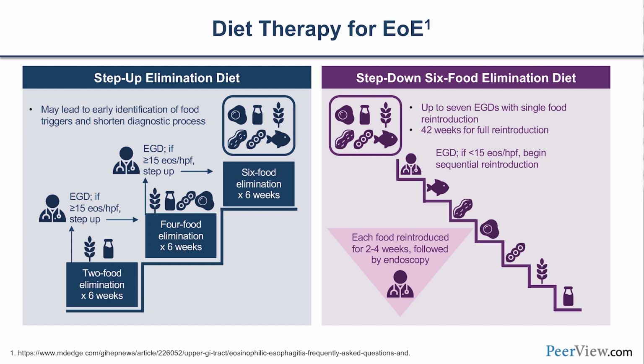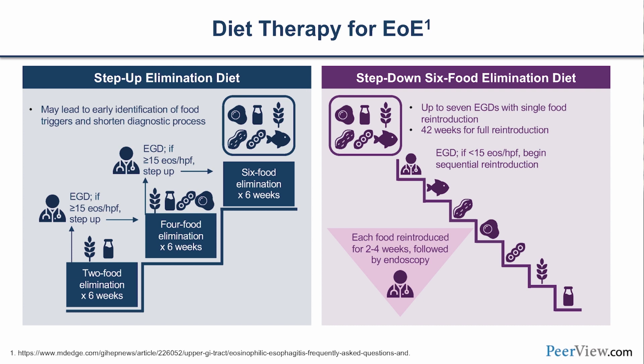Now, in contrast, particularly because that's such a resource and time-intensive process, you could consider step-up elimination diet, where a patient starts with a less restricted diet, such as milk and wheat, and then if they respond, you only have to add back 1 or 2 foods to find out what the triggers are. And if they don't respond, then you move up to a more restrictive diet, typically a 4-food elimination. And again, if they don't respond, you would move up to the full 6-food elimination diet. The goal for all of these diets is not to keep the diet restrictive over time, but to find out what the triggers are.